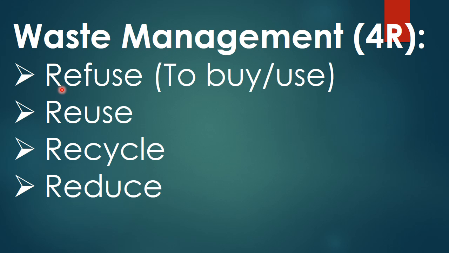The first R, which stands for refuse, basically means we should refuse to buy or use an item which can be reused. Like if you want to make a purchase and that product comes with polythene, you can refuse this because polythene is very harmful to the environment. You should go for a product which is not carrying a harmful element with it.